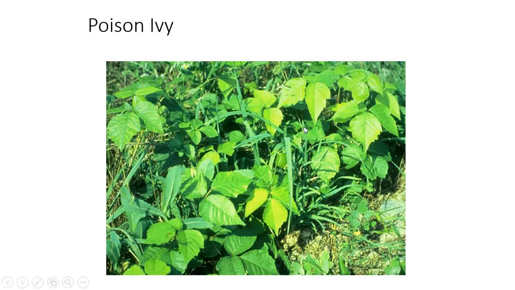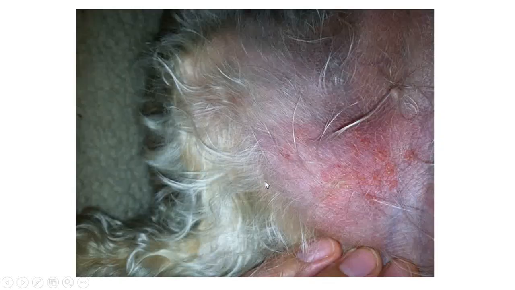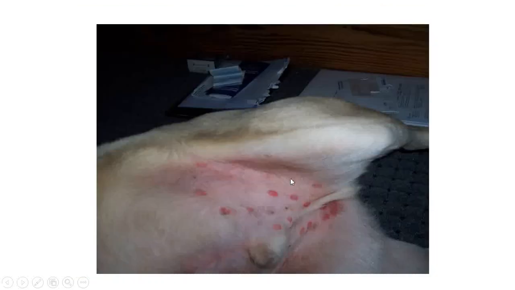So if your dog's running through this and you pet your dog, that's how you can get it. Dogs get it too, but usually just in the hairless areas of the skin. The poison ivy rash itches like heck. This is a case of poison ivy on a dog.